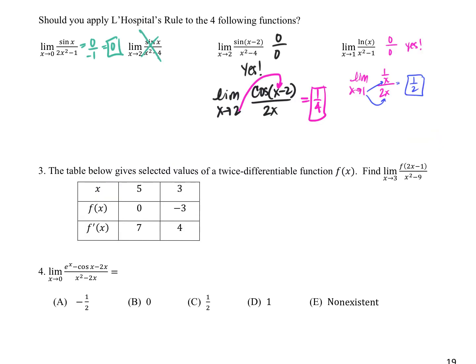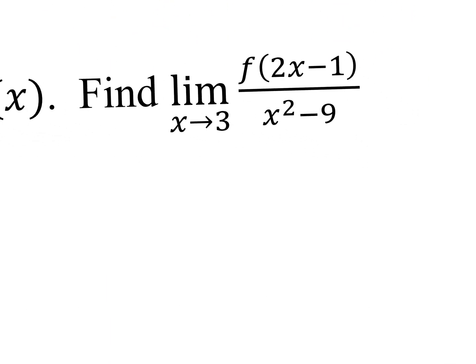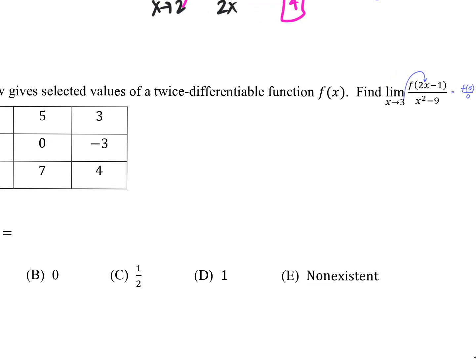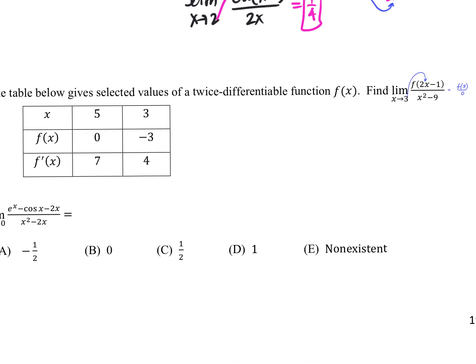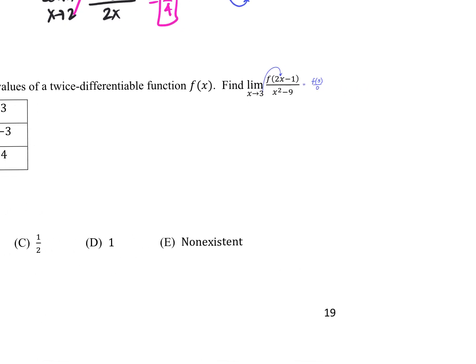This is kind of a cool way to look at it. The table gives us some values, and they said, hey, what's the limit of this function? You're like, okay, first things first, we always just plug in that 3. What happens when I plug in that 3? Wouldn't that be f of 5 on top over 0? Did they give us what f of 5 was? Of course, right? f of 5 is 0. So do you agree we got 0 over 0, and we'd have to use L'Hopital's?